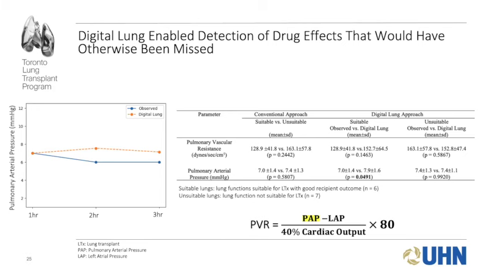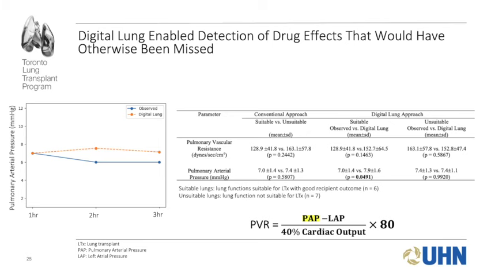So if we look at PVR here, which is the parameter that's expected to change under TPA treatment, we did not observe a significant effect. But given PVR is a calculated variable, we also looked at pulmonary arterial pressure, PAP, which is one of the parameters used to calculate PVR values. And we did see a significant difference in the suitable lung group. This is showing us that digital lung can enable detection of drug effects that would have otherwise been missed.